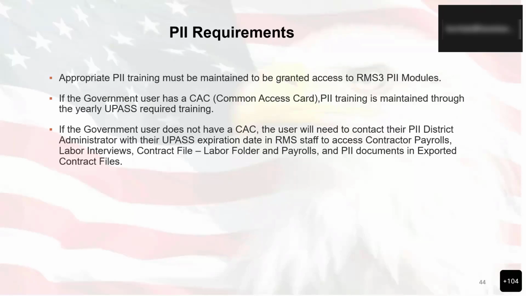If the government user does not have a CAC, the user will need to contact their PII district administrator with their UPass expiration date and RMS staff to access contractor payrolls, labor interviews, contractor file, labor folder and payrolls, and PII documents in exported contract files.